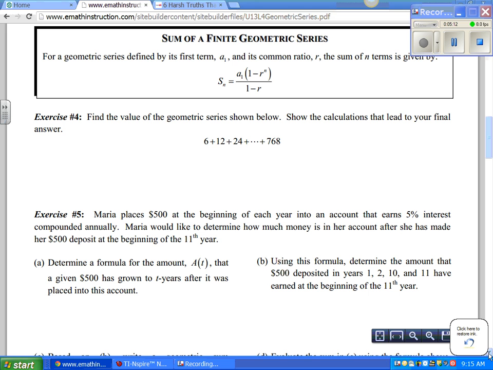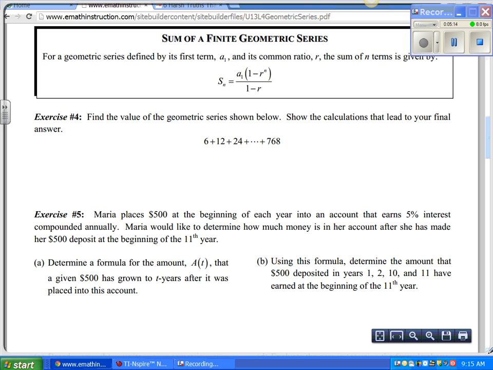So let's look at exercise 4. Find the value of the geometric series shown below. Show the calculations that led to your final answer. So again, this time we're just given a bunch of numbers, right? We have to be able to pull all of our information from there. So let's talk about what we know. We know a sub 1. What is it? Awesome. What else? Good. What's my common ratio? Awesome. What else do I know?